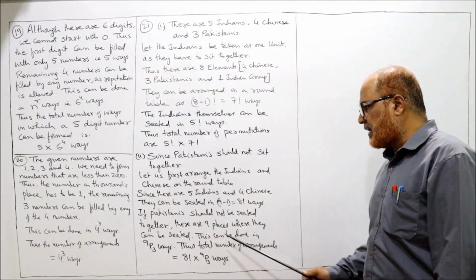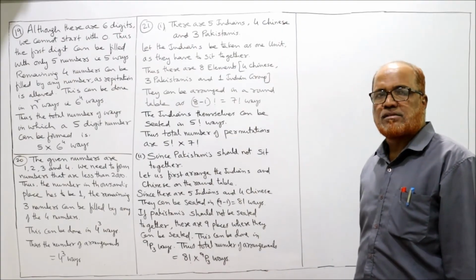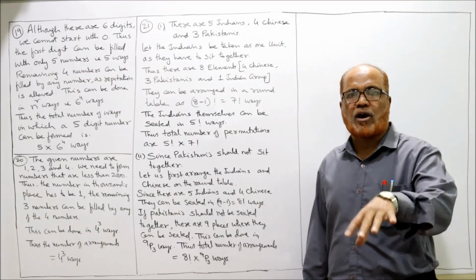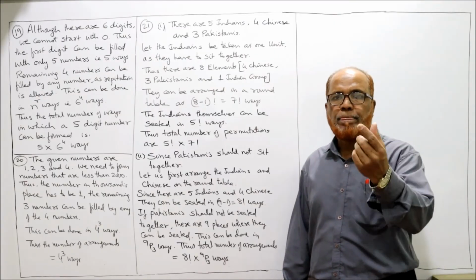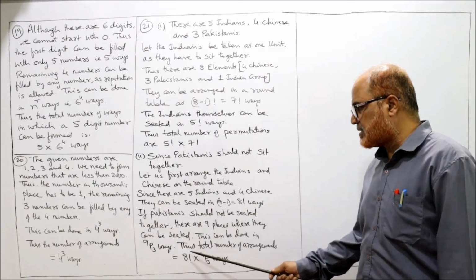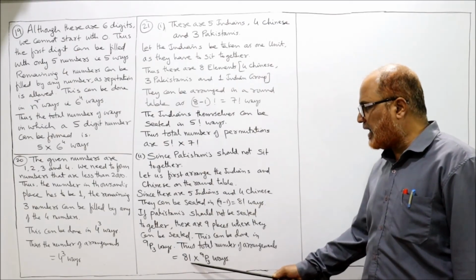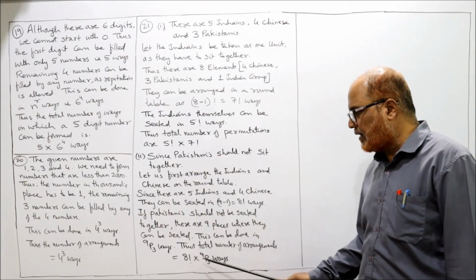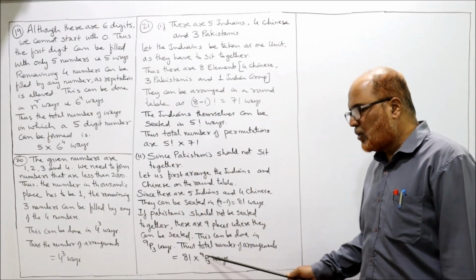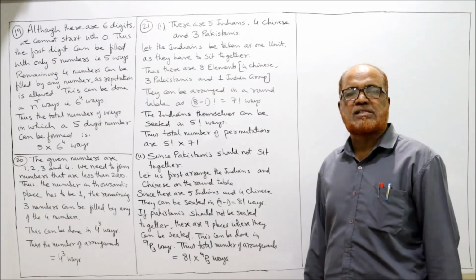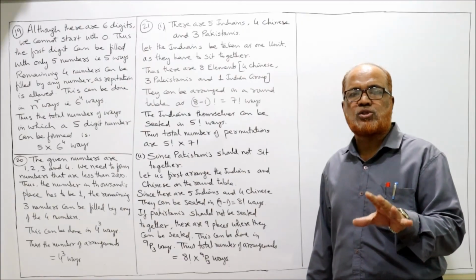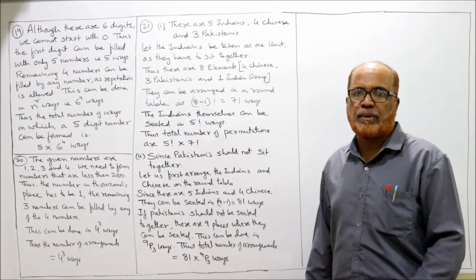So this can be done in 9P3 ways. So 3 Pakistanis are there and 9 seats are there where they can be accommodated. So how many ways? 9P3 ways the 3 Pakistanis can be seated. Thus the total number of arrangements is 8 factorial into 9P3 ways. Now if you expand this 9P3, we can get the total number of ways in which we can make the arrangements so that no Pakistanis are at one place.